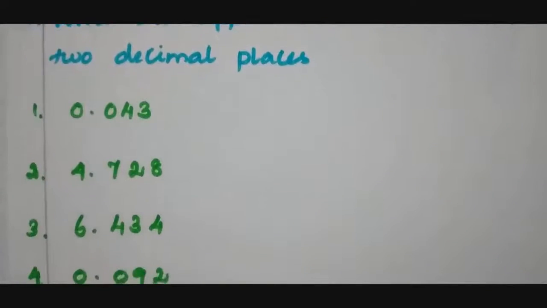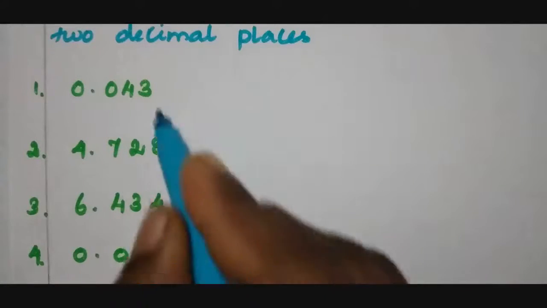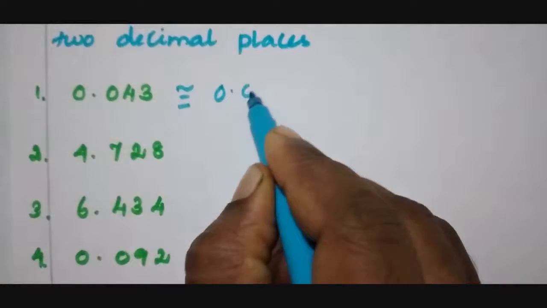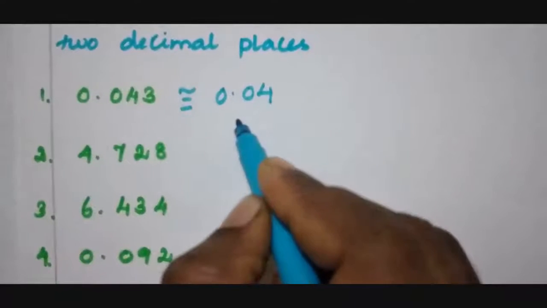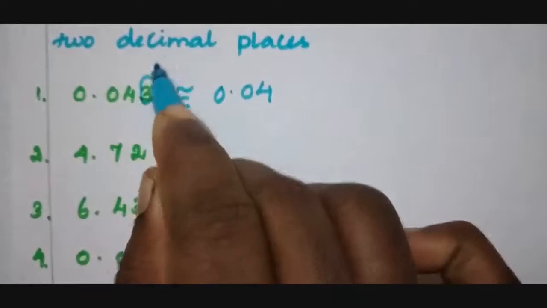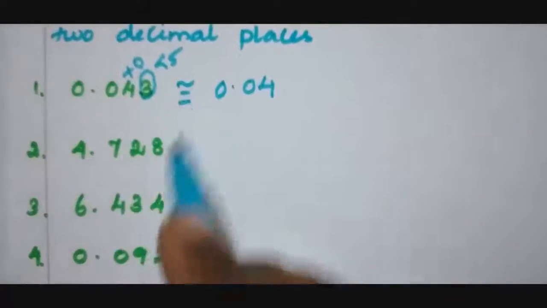So what is the approximate value for the first one? 0.043. So you have drawn to the two decimal places. Yes, very good. So this is 0.04. How did you find the answer? Yes. So the third digit is less than 5. So you have to add 0 to the second digit.